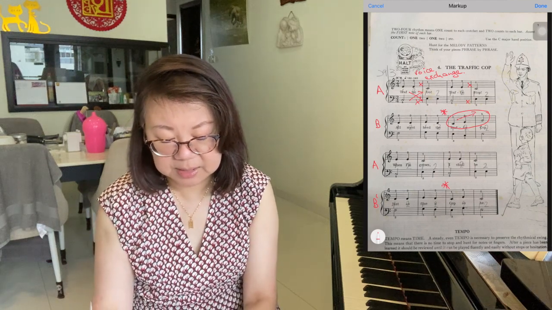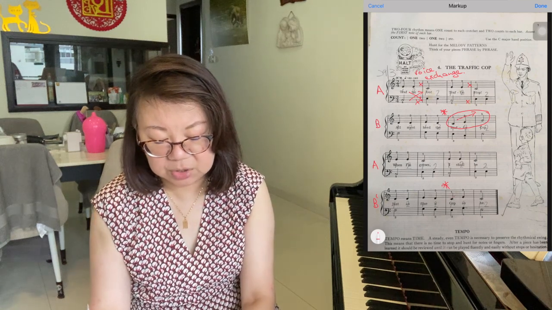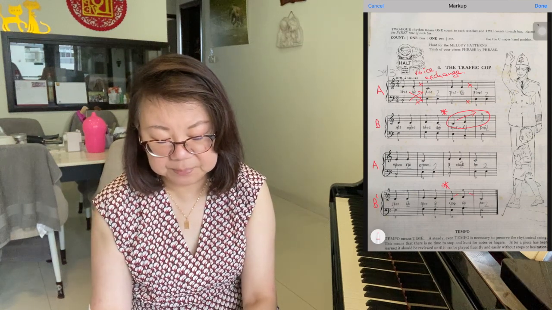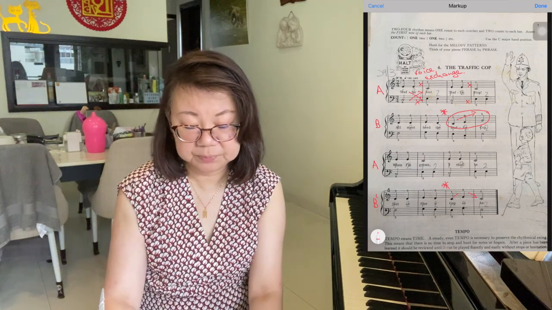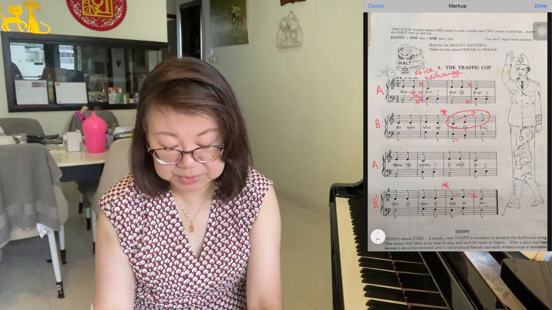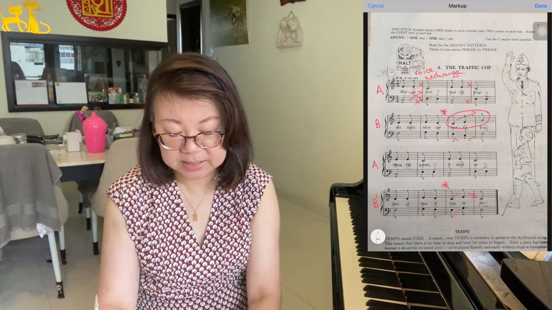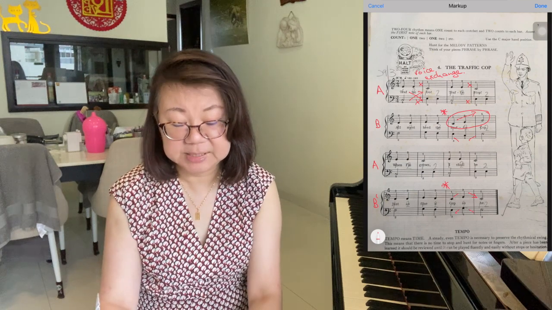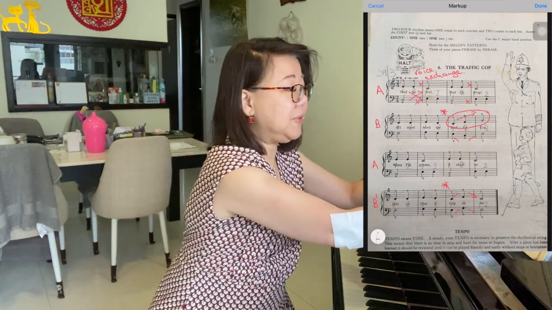But the second time we hear it, on the last line, you only go up do, mi, and come back to do. What about the left hand? Left hand goes down, up. But on the last line, it goes up, down. So there's a change of direction which gives it a different feel.